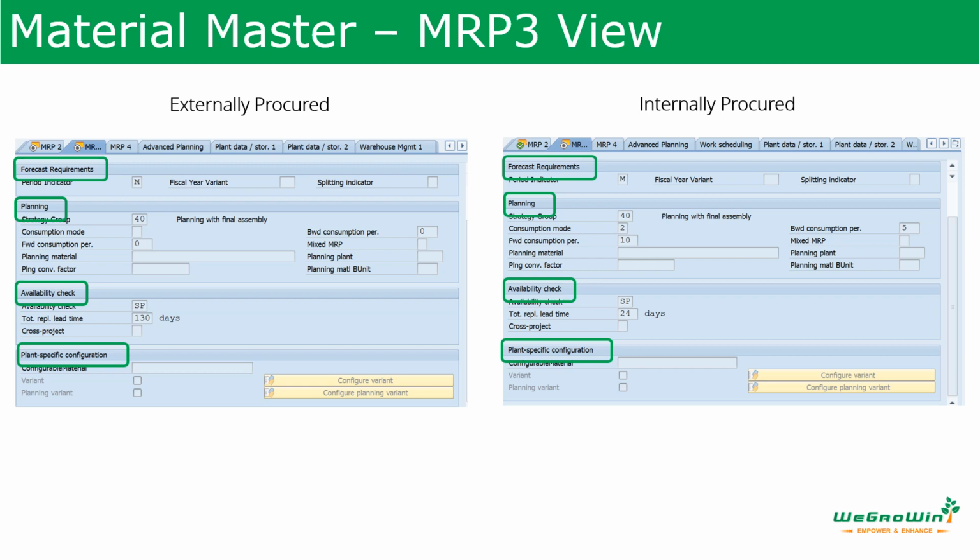In the MRP3 view, there is no difference between externally procured materials and internally procured materials. In the fields, there is no major specific difference like what we saw in the MRP2 view. Here it has 4 sections. One is related to forecast requirements, another is planning parameters, and then availability check parameters, and then plant specific configuration details. We'll see them one by one.